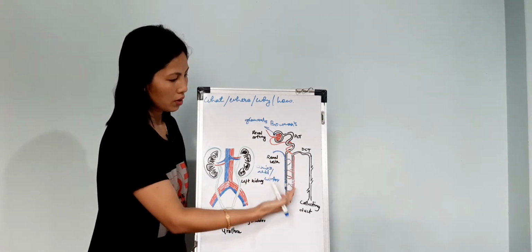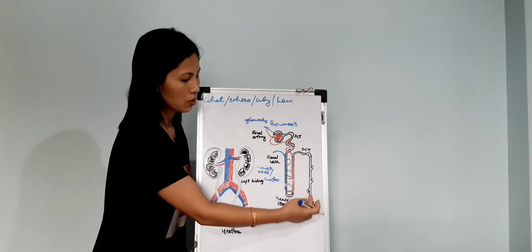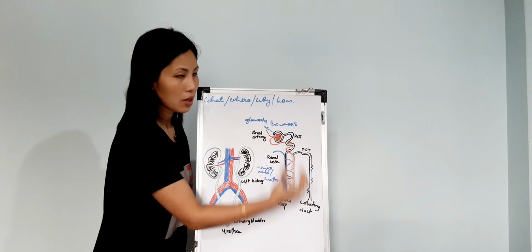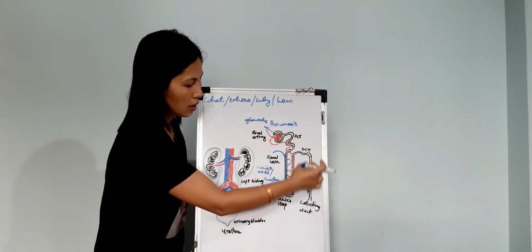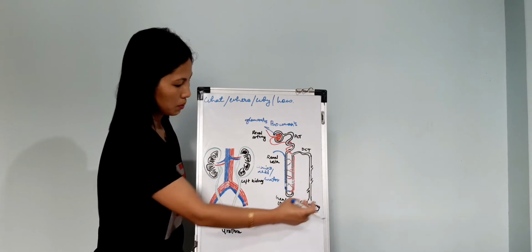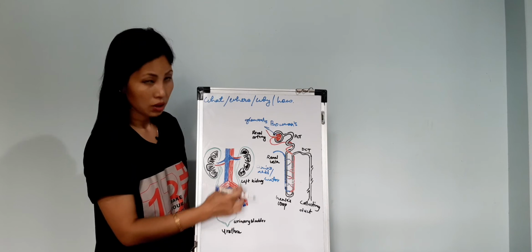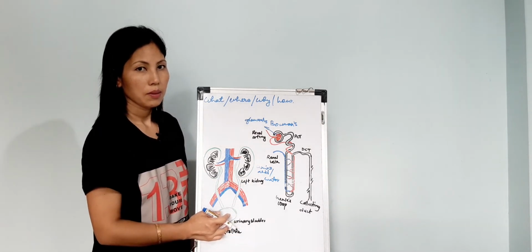So in this way, finally in the collecting duct, the urine will be collected. Inside this kidney there will be millions of nephrons. Each of the nephrons will have the collecting duct, and it will collect and drain out through this. It will be drained out through the ureter and finally be stored in the urinary bladder.